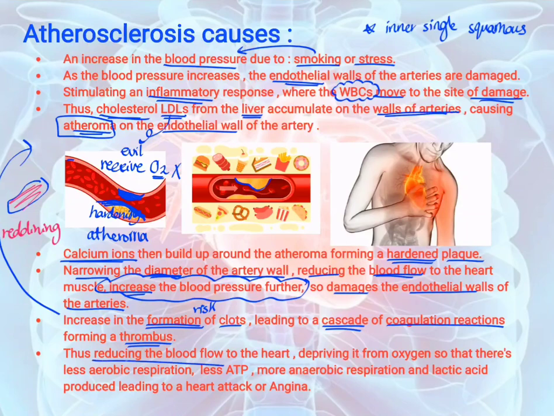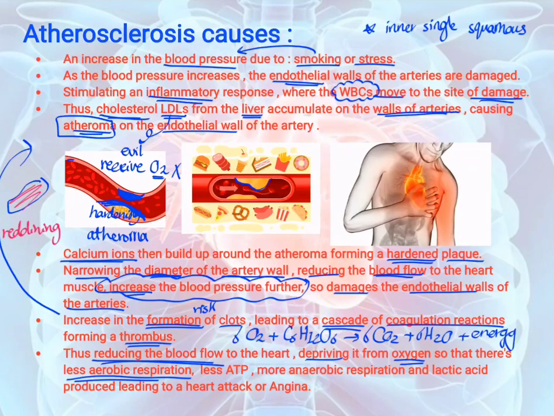So this reduces the blood flow even more and deprives the heart muscle of oxygen, so that there is less aerobic respiration. We know that in aerobic respiration, the body takes up oxygen and glucose to give us carbon dioxide and water, and energy is also released. So there is less aerobic respiration, and the energy is also known as ATP molecules.